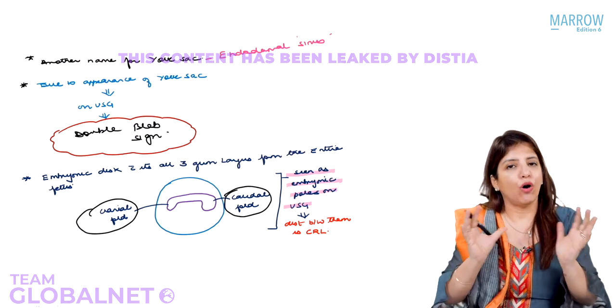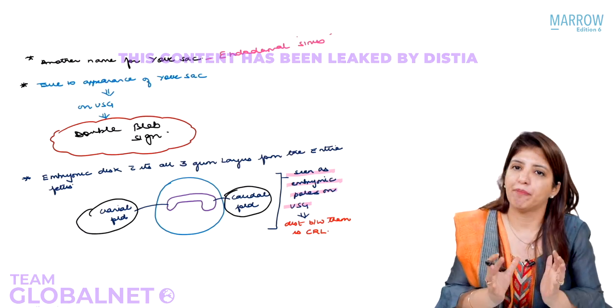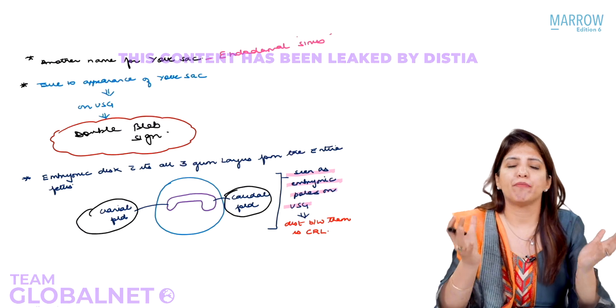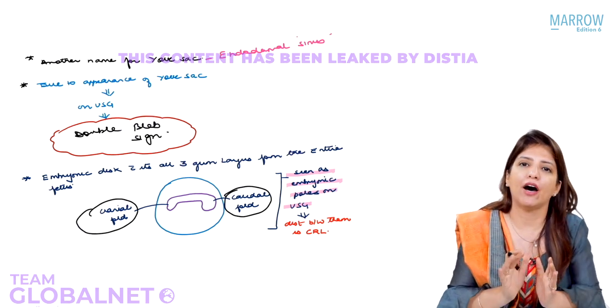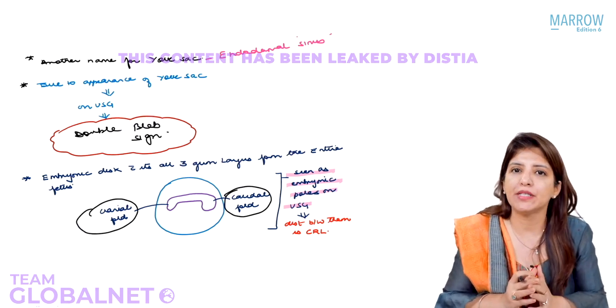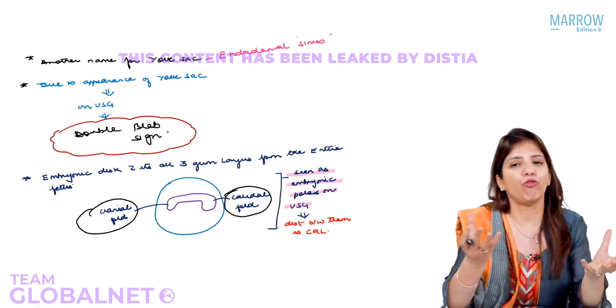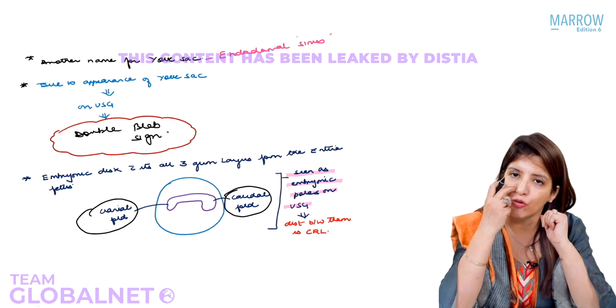So, now the embryo has started appearing. We are getting a shape similar to the embryo, and now all the 3 germ layers are formed. Now what happens in this embryo? A caudal fold has been formed and a cranial fold has been formed.